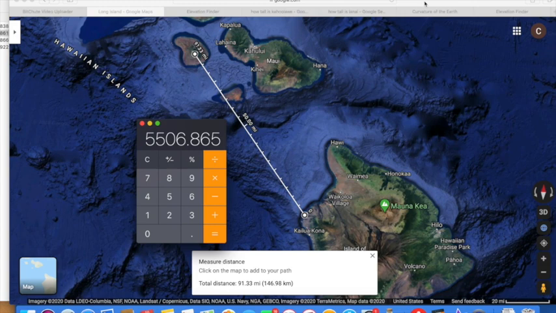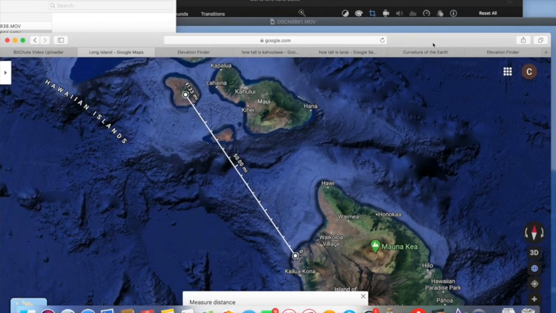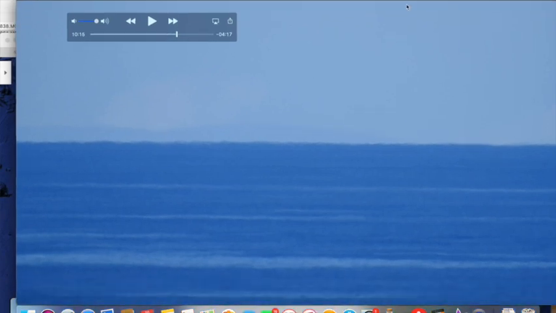So how is that possible? How is that possible? You can see the whole top and more. Same thing for Kaho'olawe, and we're not supposed to see that.